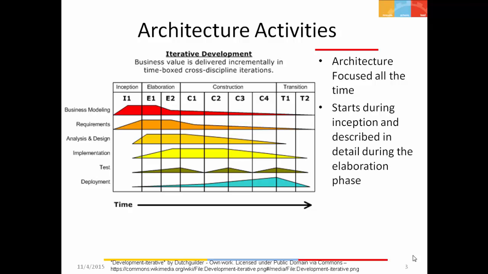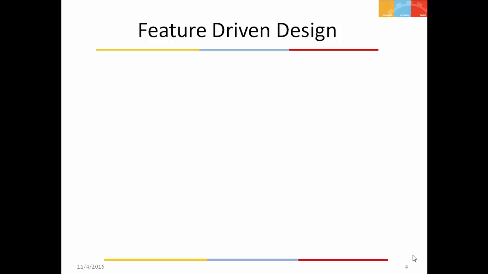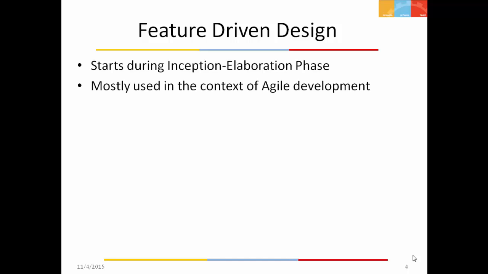So the whole activity starts towards the end of the inception phase, and it goes on with a lot more detail during the elaboration phase. Now, in this context, one needs to understand something called feature-driven design, where the system is considered to be a collection of features, and these features are implemented one after another. It starts during the inception elaboration phase, as I said.